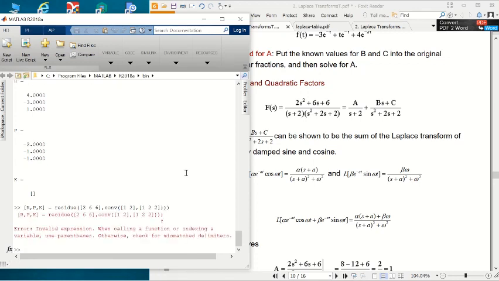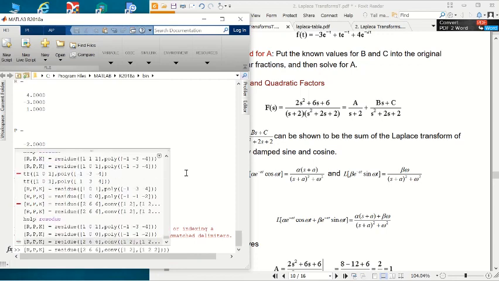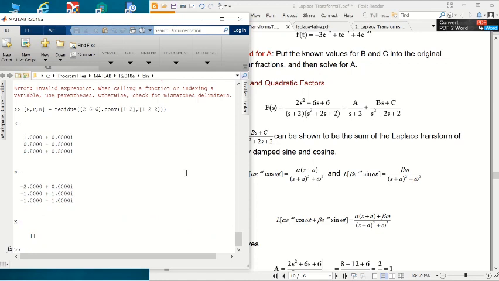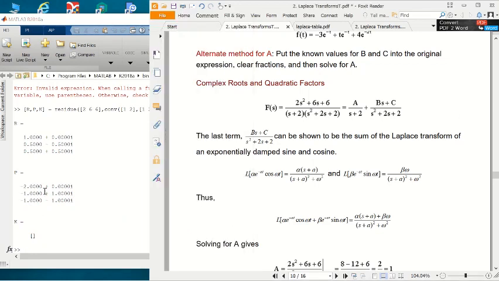Okay, what's wrong? We have an extra closing bracket. Okay, so now MATLAB will give you something like this, which is in complex conjugate pair.